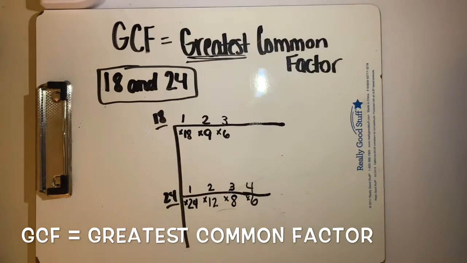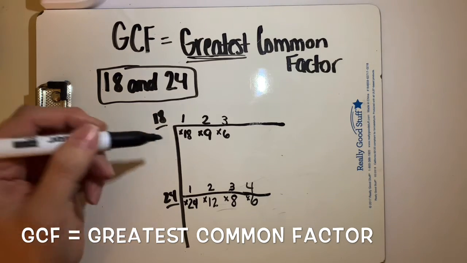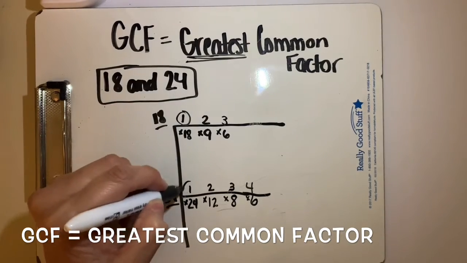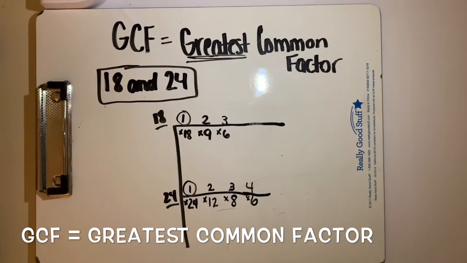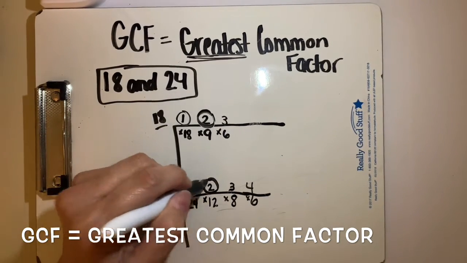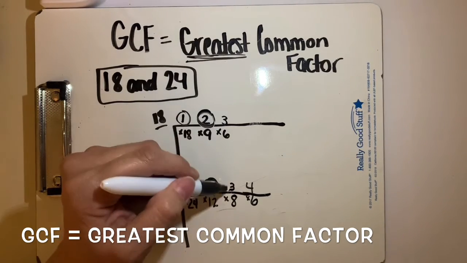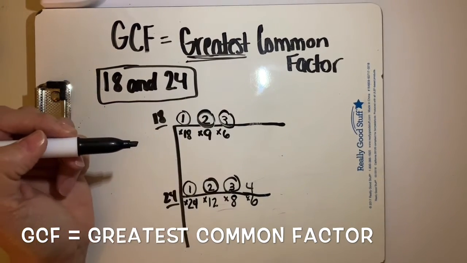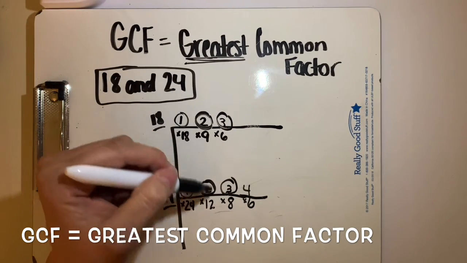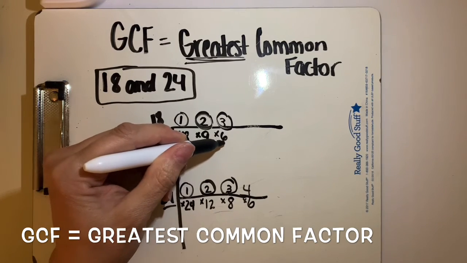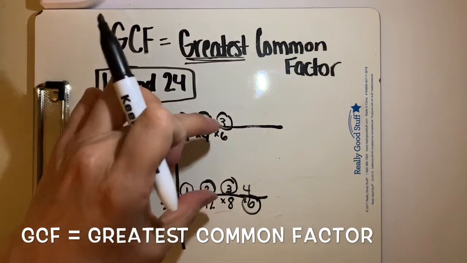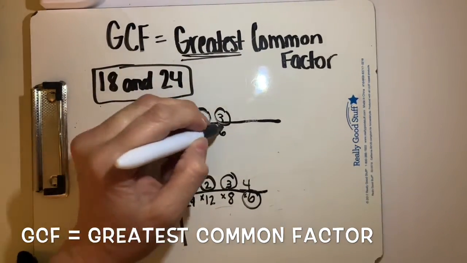So now that we're finished with our chart, let's see what they have in common. What are their common factors? Well, I see a 1 here and I see a 1 here. That's a common factor. They share that. Do I see a 2? Yeah, there's a 2 here and a 2 here. They share that. Is there a 3 in both? Yeah, there's a 3 in both. All right, is there an 18 in both? No. Is there a 9 in both? No. Is there a 6 in both? Yes. So our common factors are 1, 2, 3, and 6.